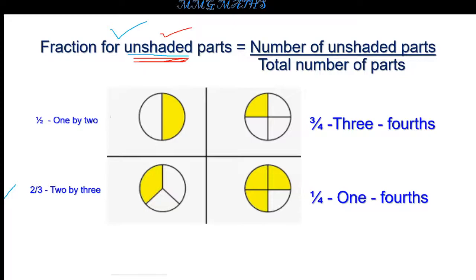Okay, so here we have to write the fraction for unshaded parts. So look here, this one is our first circle. Here I am going to write the fraction for the unshaded part. So you can see here this circle is divided into 2 equal parts.